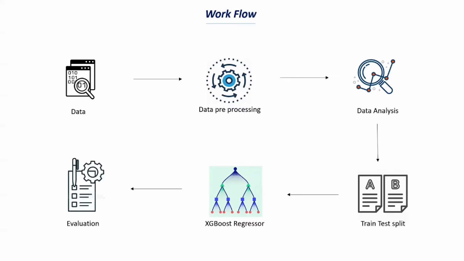Once we analyze the data, the next step is to split the data set into training data and test data. The reason for this is we will train our machine learning model with the training data, and we will evaluate our model with the test data. After splitting, we need to train our machine learning model. In this case, we use XGBoost Regressor and train it with the training data. Once we train the model, we will evaluate the model with the help of test data. So now let's move on to the coding part.